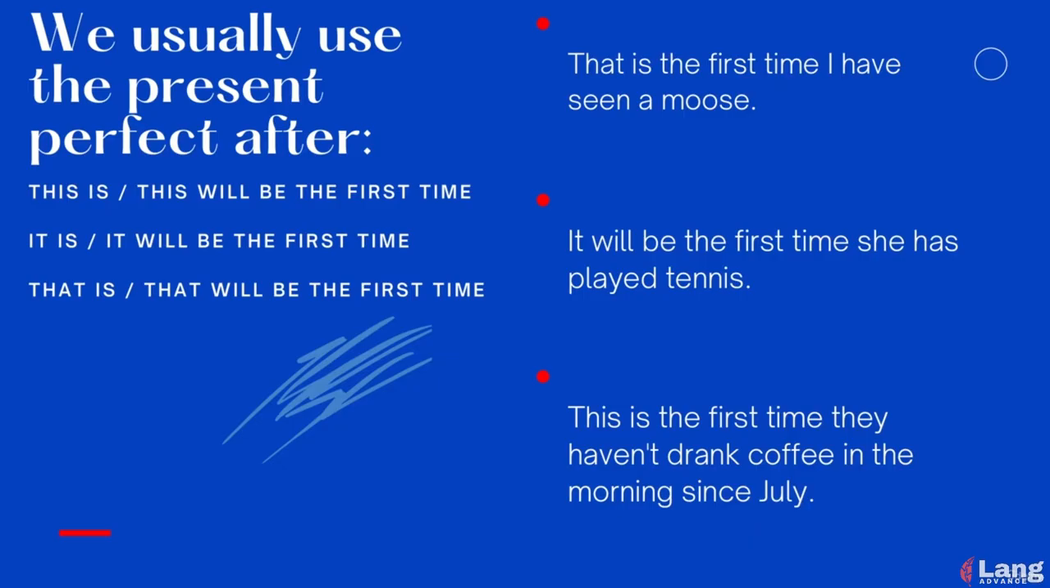The next advanced rule. We usually use the present perfect after "this is," "it is," or "that is": this will be the first time, it will be the first time, or that will be the first time. Here are some examples. That is the first time I have seen a moose. It will be the first time she has played tennis. This is the first time they haven't drunk coffee in the morning since July.